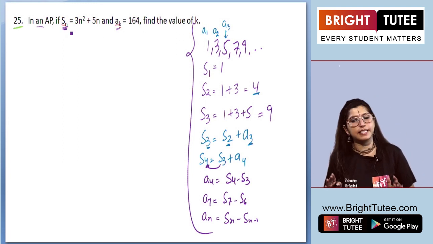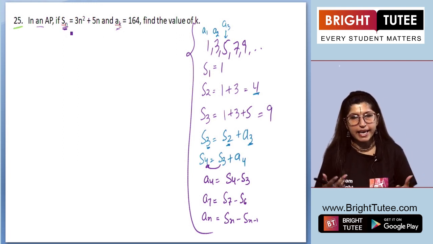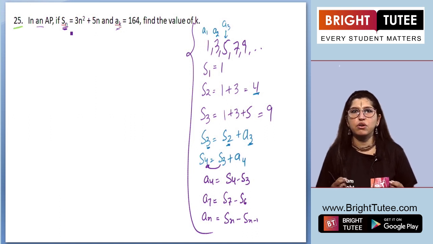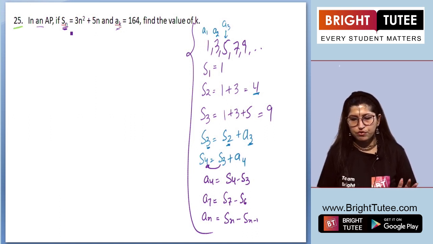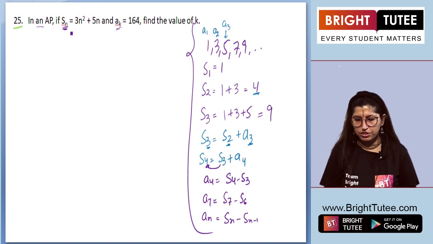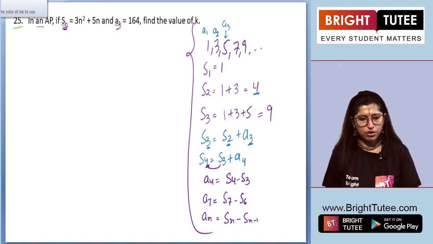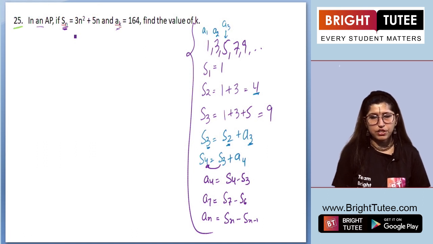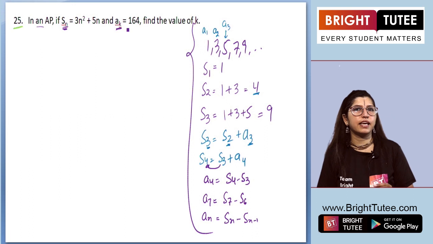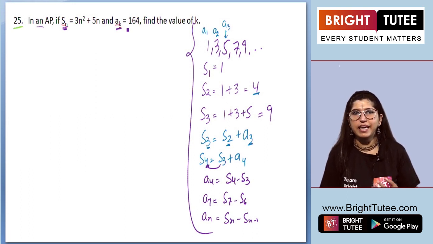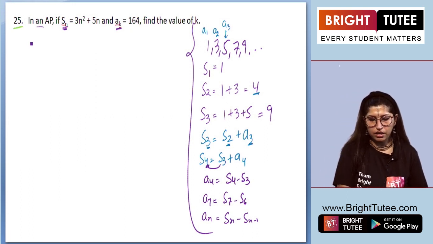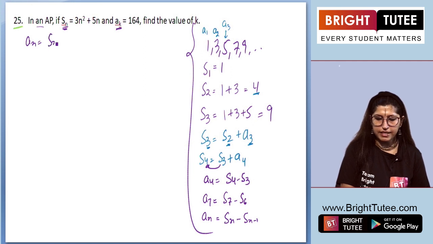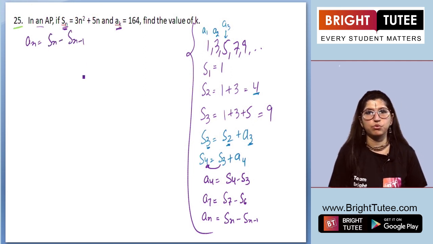If we are given Sn and we need to find Ak, it's given that Ak is 164, and we need to find the value of k. This is something new in this question. Now we know there is an AP and we know Sn is 3n square plus 5n. For that we need to find An first. How can we do that? We know that An will be Sn minus Sn minus 1, right?